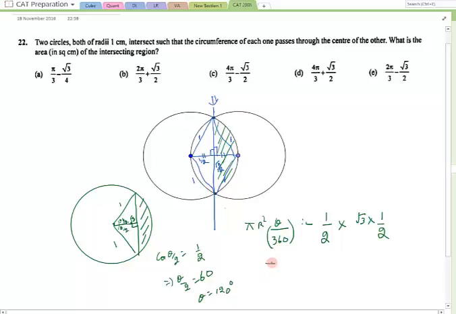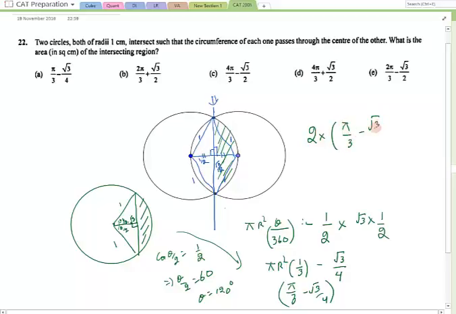So you can make this pi r square into 120 by 360, or 1 by 3, minus root 3 by 4. Radius is 1, so this is pi by 3 minus root 3 by 4. And this is the area of one segment. So the total area will be 2 into pi by 3 minus root 3 by 4, or 2 pi by 3 minus root 3 by 2. This would be the answer.